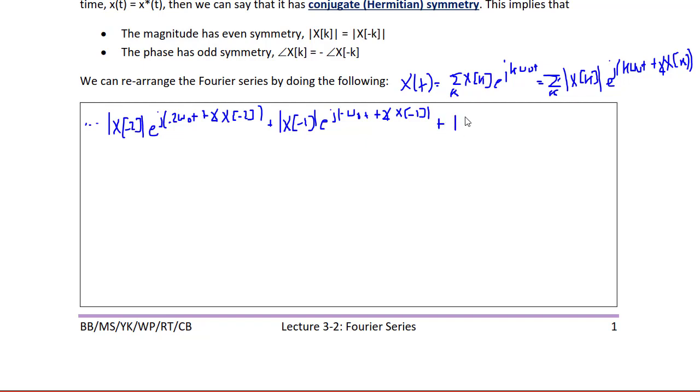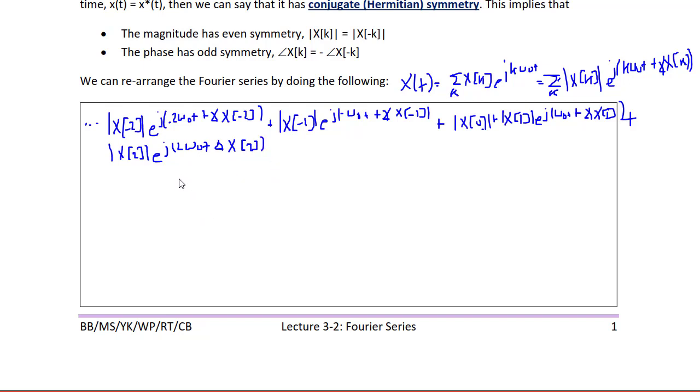plus the magnitude for x of 0, plus the magnitude for x of 1 e to the j omega naught t plus the angle for x of 1, plus the magnitude for x of 2 e to the j 2 omega naught t plus the angle for x of 2.